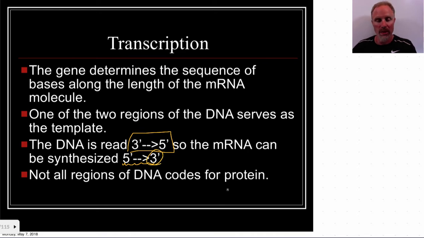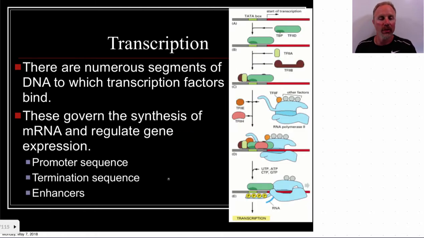And it's important to note that not all of the DNA codes for proteins, okay? So there are some non-coding regions, and we'll get into those a little bit more in a minute. But as far as the segments of the DNA that bind some of these transcription factors, these are the things that are necessary in order to express certain genes in certain cells, because all cells have different combinations of these transcription factors that turn on different genes.